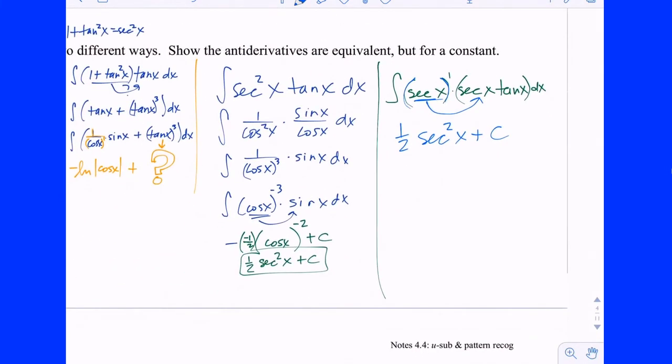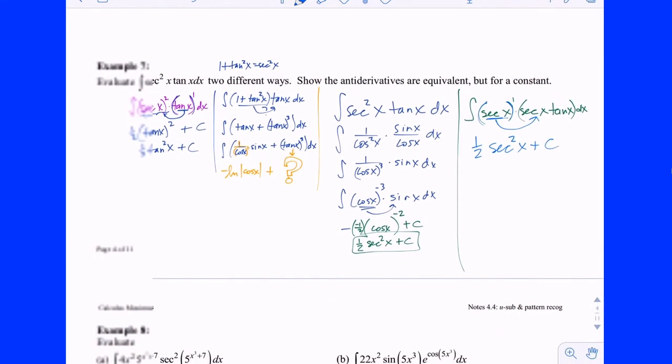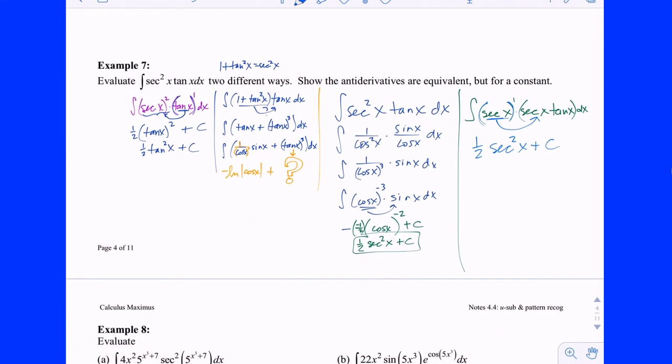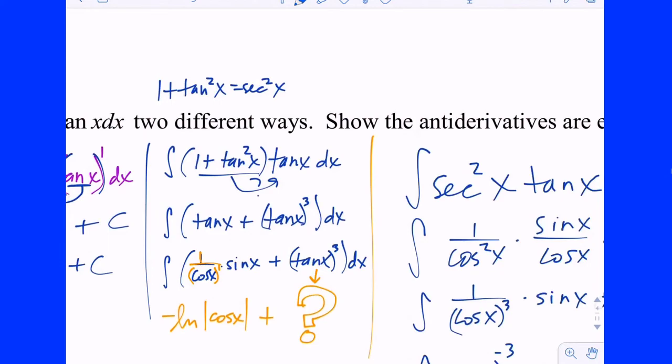But this is not a race. You need to be effective first and then work on efficiency. So both methods work. They're both viable. And of course, both of those, the secant squared and the tangent squared, we know that they do differ by a constant because of this identity that I wrote up here. We know that we can express secant squared in terms of tangent squared. So if we wanted to, we could prove that they only differ by a constant, which is kind of nice.